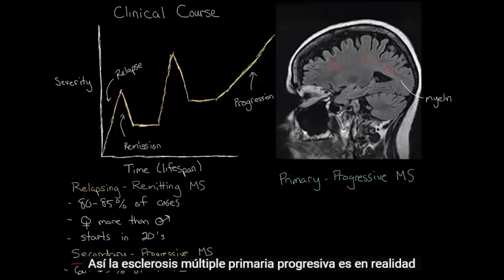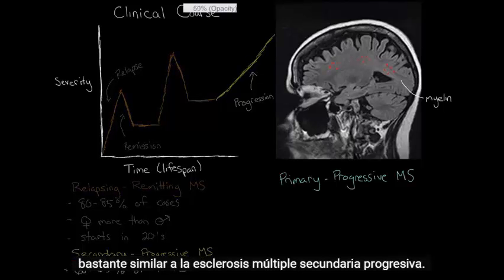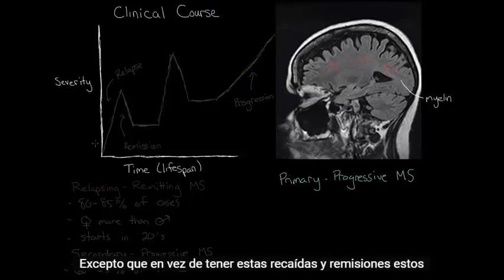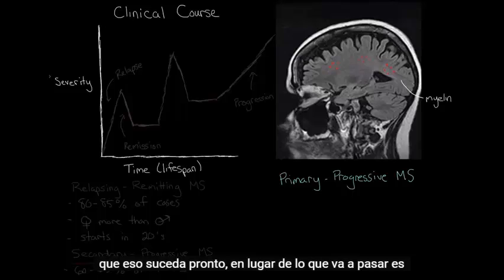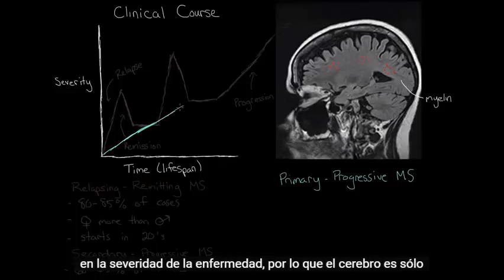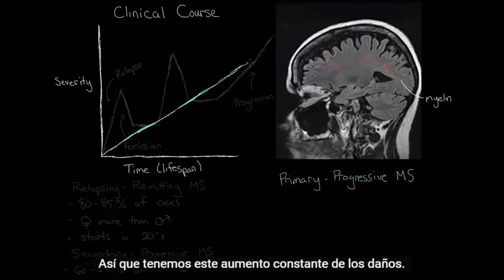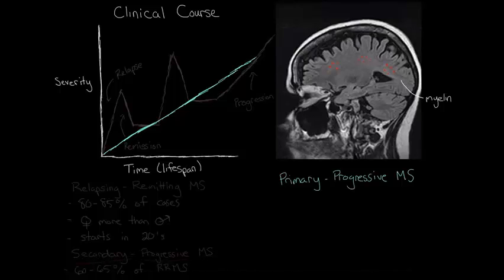So primary progressive multiple sclerosis is actually pretty similar to secondary progressive multiple sclerosis, except instead of having these relapses and these remissions that happen early on, you're going to start off with just this progressive increase. So we're just going to see kind of a linear increase in the severity of the disease. So the brain is just steadily taking more and more damage because the immune system is kind of just sticking around and attacking it. So we have this steady increase in damage.